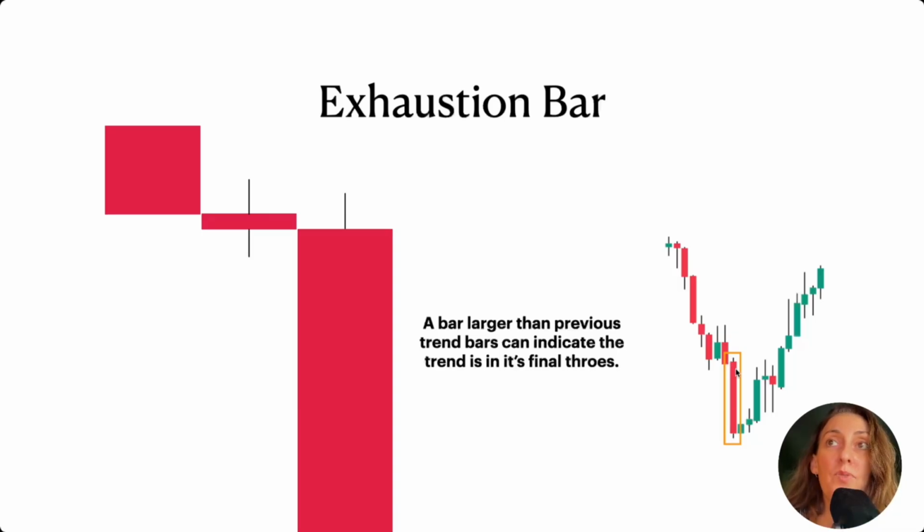So that is what can give us a hint that it is not a strong trend bar, but an exhaustion trend bar. And after an exhaustion trend, especially if you see a small bar in the opposite direction after an exhaustion trend, that can let you know that a reversal might be happening.